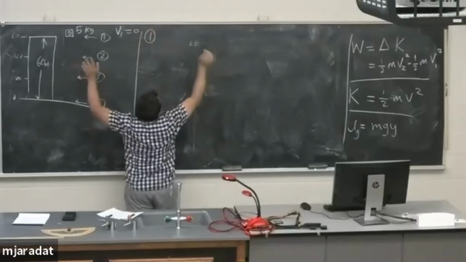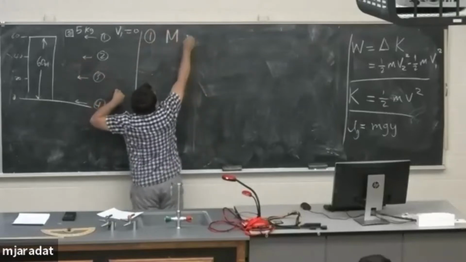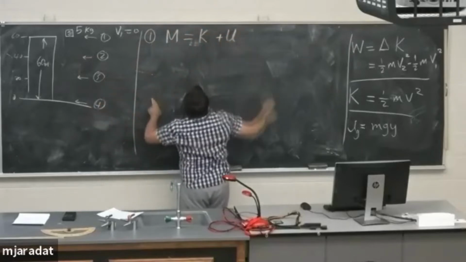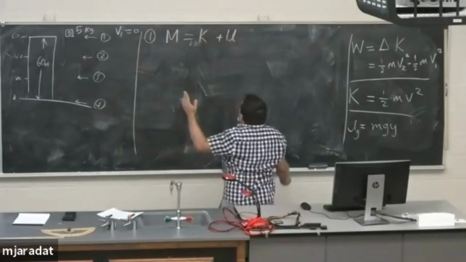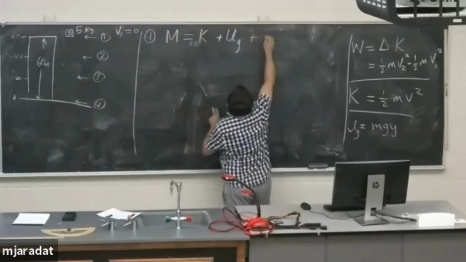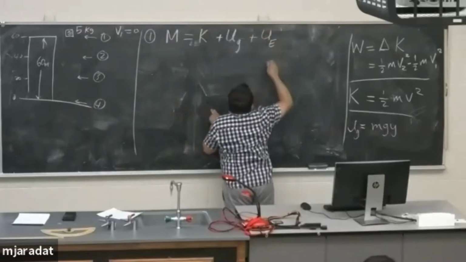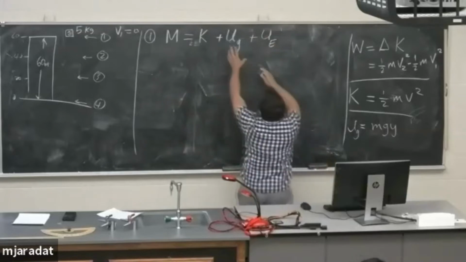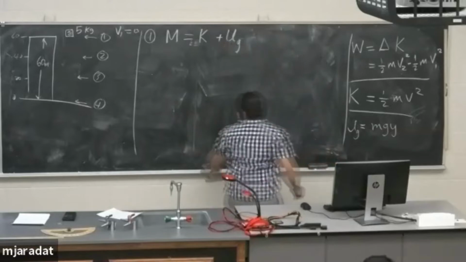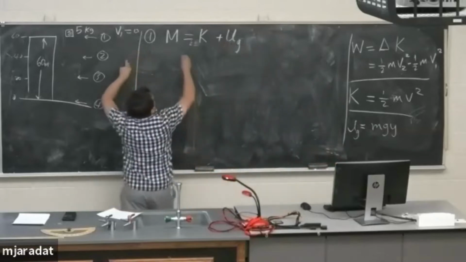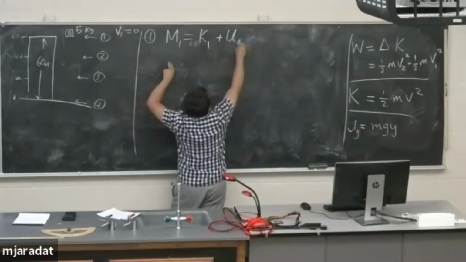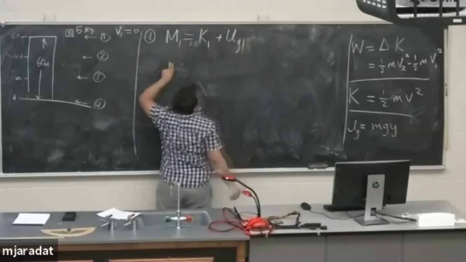The main relation, we need to write it always. The mechanical energy is equal to kinetic energy plus potential energy. Our potential energy is just a gravitational potential energy. If we have another potential energy, for example, elastic potential energy, we need to include it, because the potential energy has two parts. But we have just the gravitational potential energy. At point number 1, the mechanical energy is equal to the kinetic energy and the potential energy at point number 1.